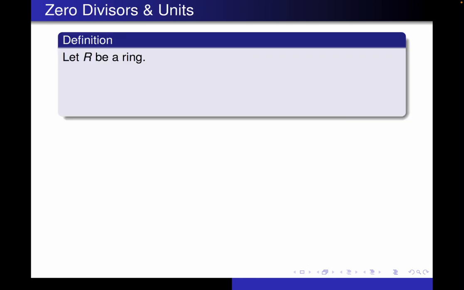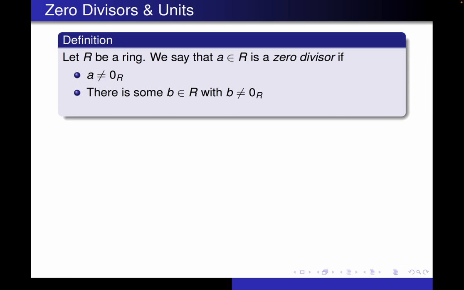So let R be a ring. Remember that we say that A is a zero divisor if two things happen. A is non-zero, and then there's another non-zero element B, such that when you multiply A times B in either direction, A times B or B times A, you get 0.